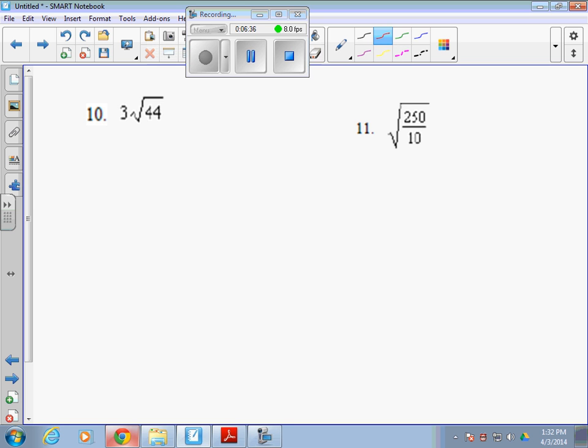Number 10 says 3 times the square root of 44. So separate 44 into perfect squares. 4 times 11 gives you 44. Don't forget, however, this will be where the mistakes are made: bring down that 3. So what you have now is 3 right next to the square root of 4. We know that the square root of 4 is 2, and they're right next to each other, so it's 3 times that, times the square root of 11. Or when you put those two together, 6 square root of 11.